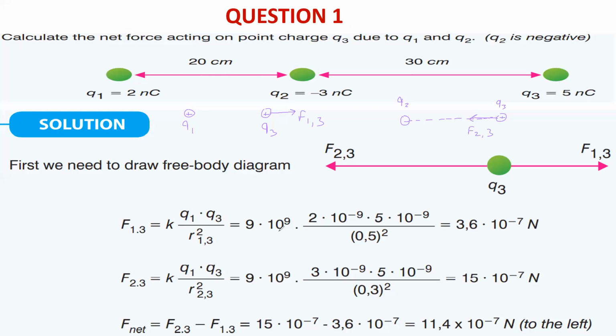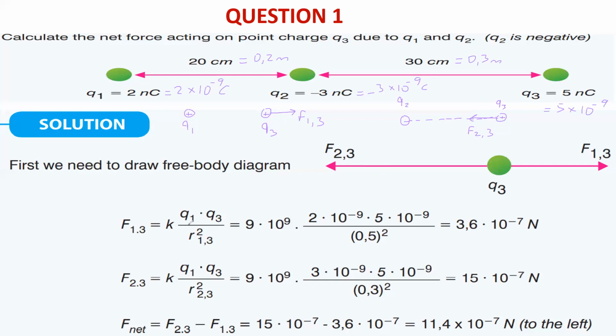So K is 9 times 10 to the power of 9. And then Q1 is 2 times 10 to the power of negative 9. You know, it is N. So when you convert this, 0.2 meters, this one, 0.3 meters. When you add them, you are getting 0.5 for distance between Q1 and Q3. And then Q1 and Q, we are converting to C, coulomb, 2 times 10 to the power of negative 9 coulombs. If you want, you can convert this one also, negative 3 times 10 to the power of negative 9 coulombs. And this one is 5 times 10 to the power of negative 9 coulombs. As you see, people, or you will see it now.